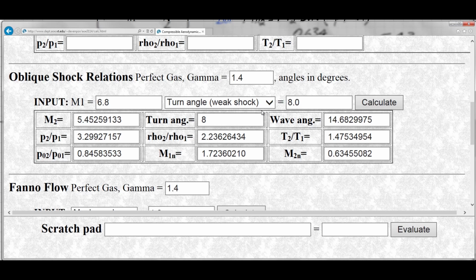Now I've just blown that up a bit more so that we can see it more clearly, and we can see here that this gives us the Mach number downstream of the shock wave. It gives us the shock wave angle, 14.68 degrees, the ratio of static pressure, static density, static temperature, and how much the stagnation pressure changes across the shock. It also gives us the normal components of the Mach number upstream and downstream of the shock. So let's use these numbers to check our conditions for the flow downstream of that first shock wave.